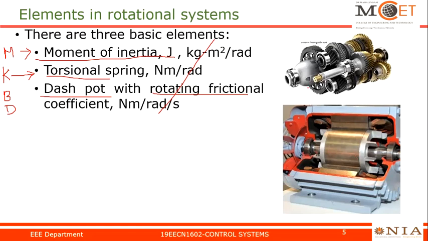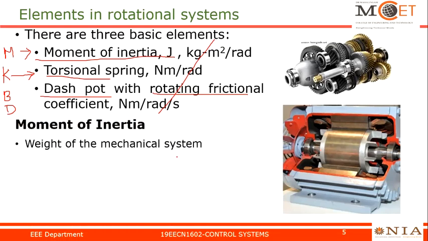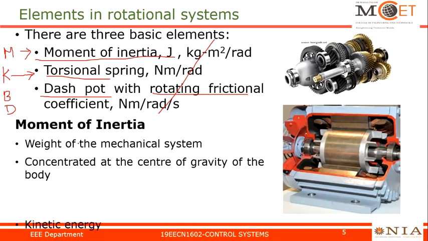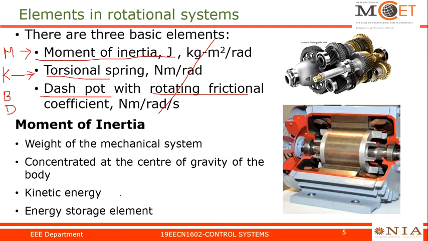Examples for rotational systems are mechanical rotational gears and electrical machines, generators and motors. The first element is moment of inertia. I told you it is the same as mass in translational. The weight of the mechanical system provides the moment of inertia. It is concentrated at the center of gravity of the body and it provides the kinetic energy for the system, and so it is an energy storage element.